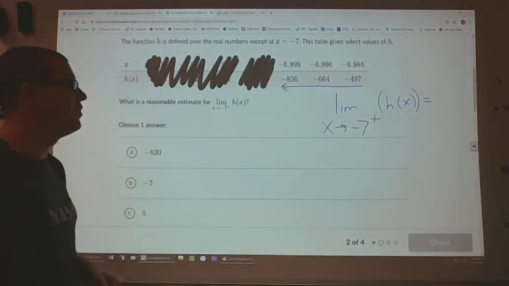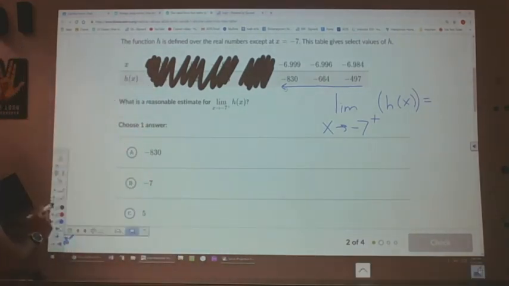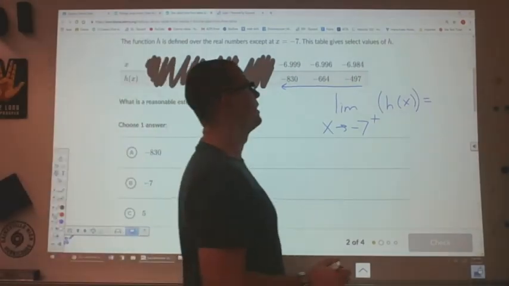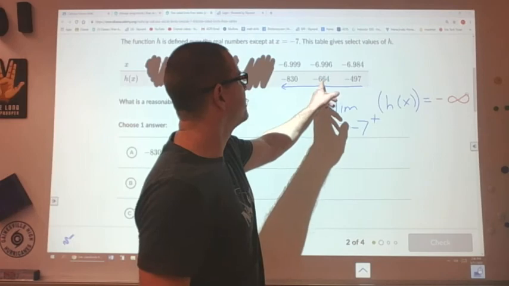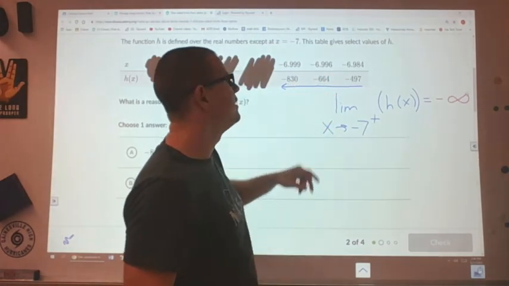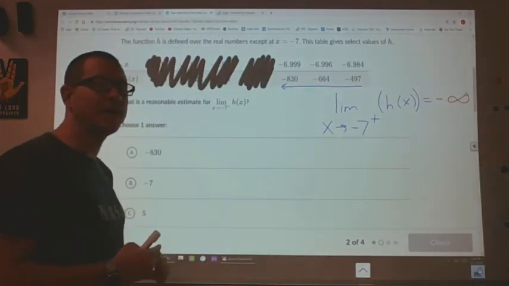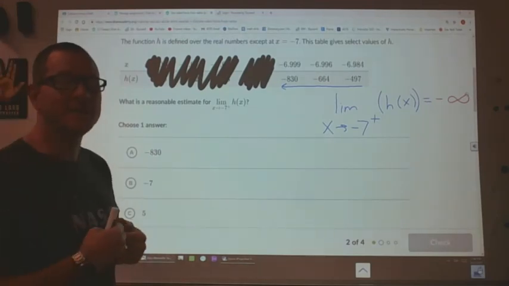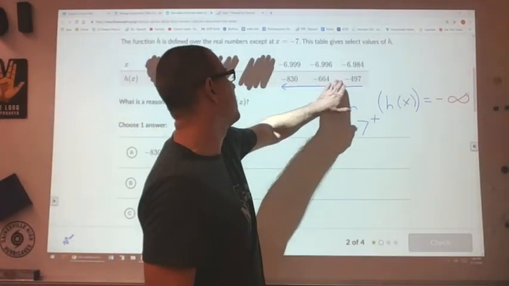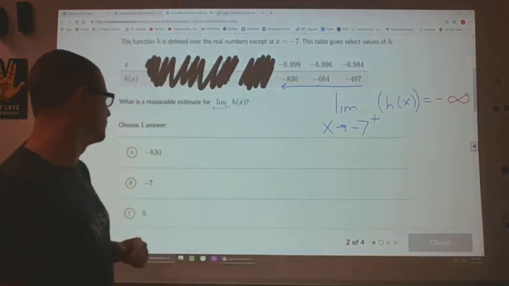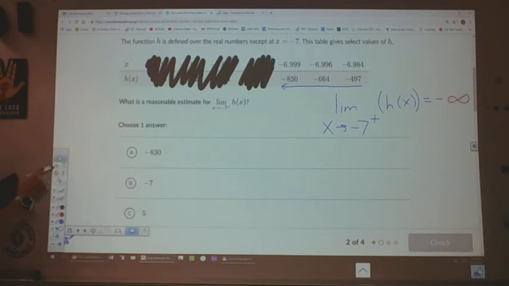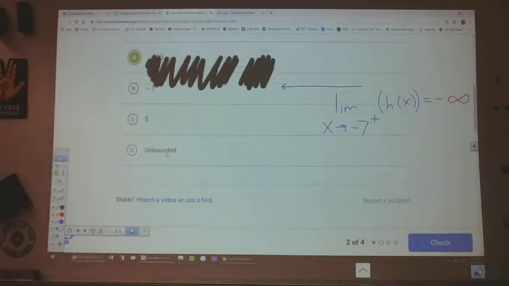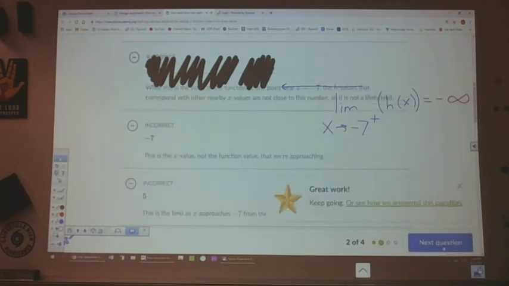In fact, this would lead me to believe that this graph is going to -infinity because I do not see a pattern of approaching values. It's not getting closer and closer to a number. The value is getting bigger and bigger, although negative, so the number is getting smaller. But in that case, -infinity would be our answer there. Reading that table from one side, let's see if we have unbounded. There it is. Okay.